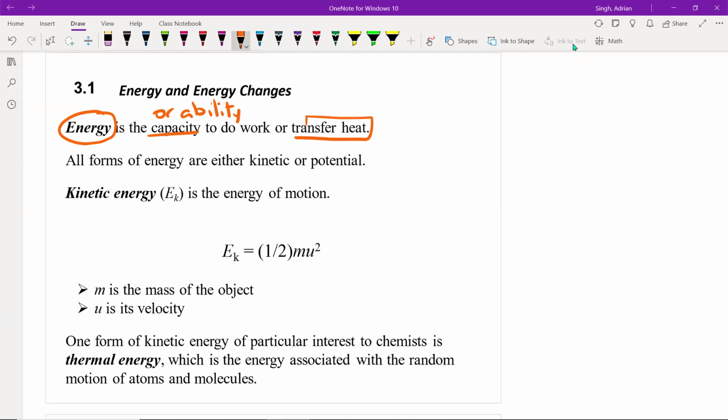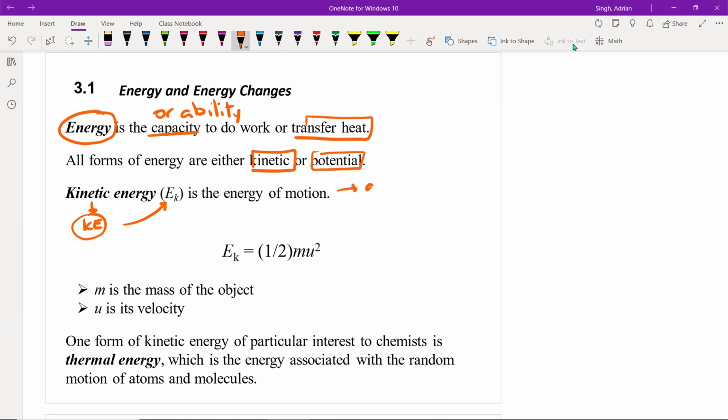Energy comes in a variety of forms. We can have two main categories: what's known as kinetic energy or potential energy. And the difference between them is fairly straightforward. Kinetic energy, which we often abbreviate as KE, or more technically as E sub K, where sub means subscript, is the energy of motion.